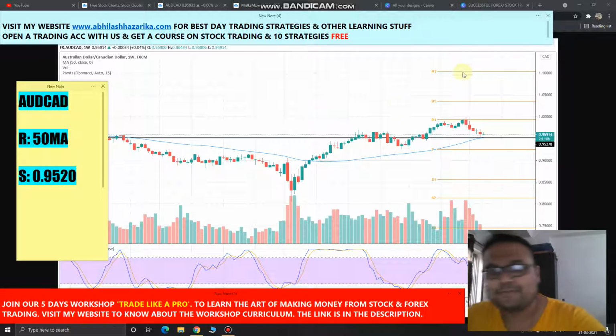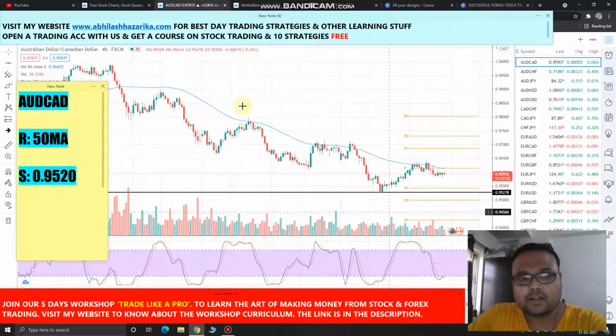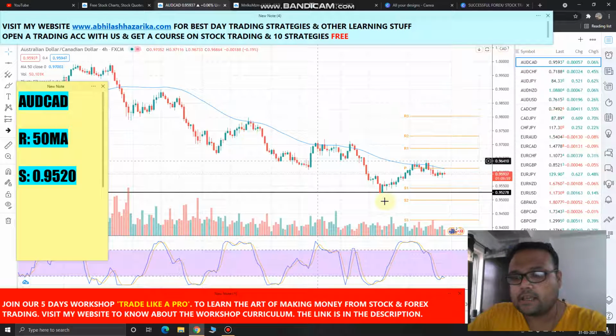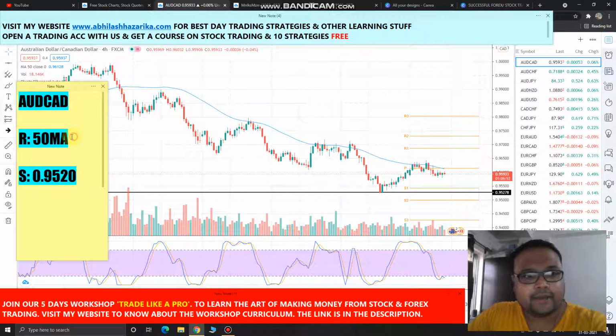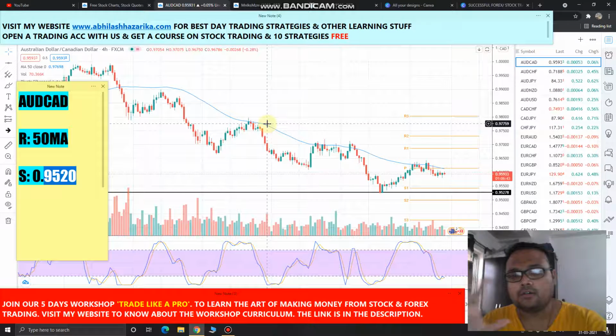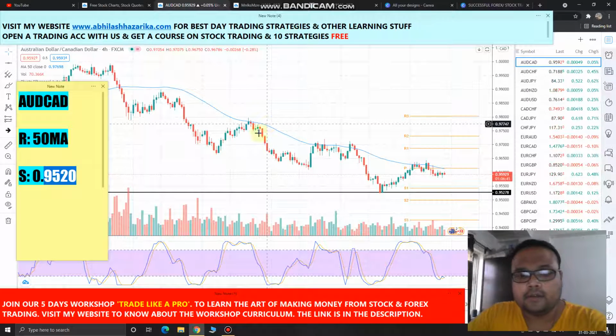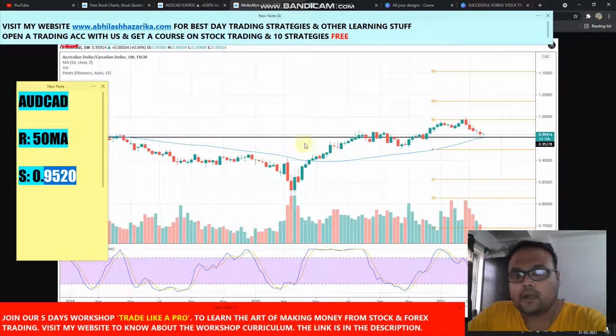So let's get started. This is the present chart of AUDCAD, Australian dollar, Canadian dollar, and right now you can see that the market is trading at the 0.9593 level. On the left hand side, I have mentioned the 50 moving average as the resistance, and this is the support, 0.9520. So this is the current picture of Australian dollar, Canadian dollar. Now let me take you to the higher time frame.